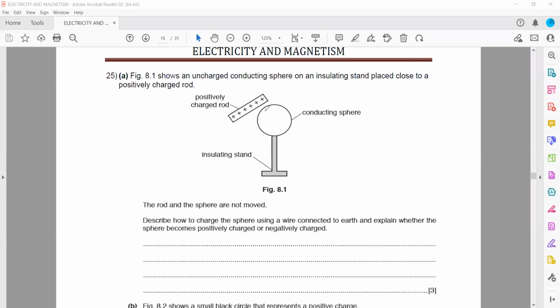So what will happen when we bring a positively charged rod? It creates a distribution, positive charges on one side and negative on the other side. And if we connect an earthing wire, from the earthing wire the electrons are attracted here, because the positives attract electrons. So positive charges are there, but the majority of them are negative, so overall it will be negatively charged. So first, the positively charged rod creates a distribution.